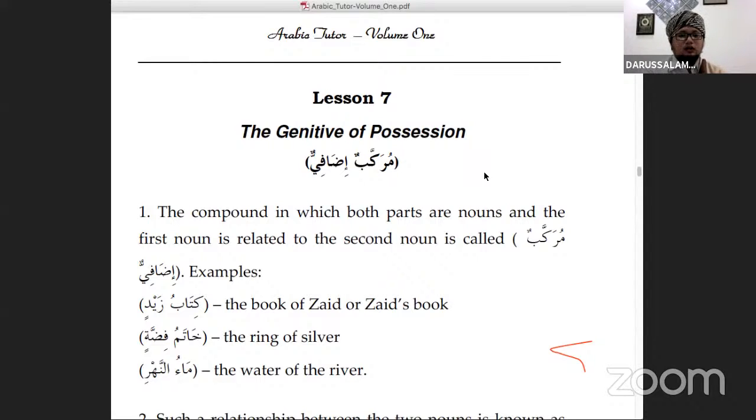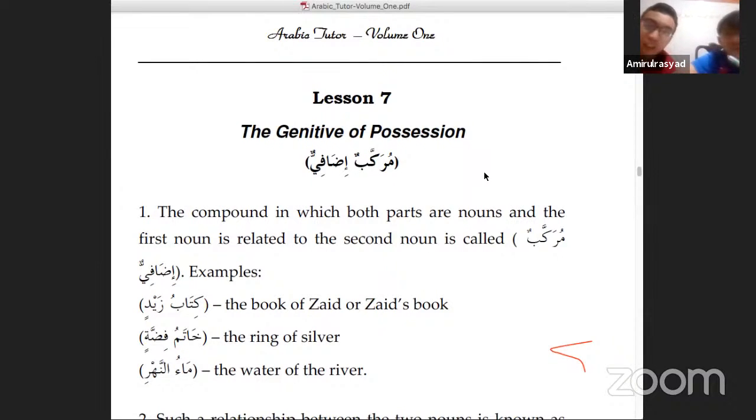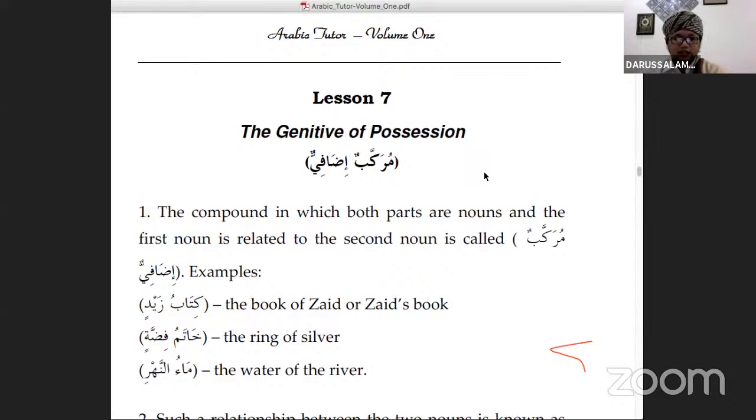Okay. مركب إضافي. Let's look at some examples first. For example, we say كتاب زيد, خاتم فضة, ماء نهر. You see? So in Malay we can say kitab Zaid, cincin perak, air sungai. Or if you want to have a word in the middle, you can say maybe kitab milik Zaid.